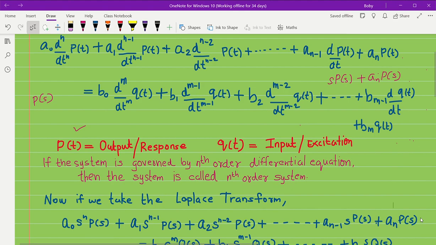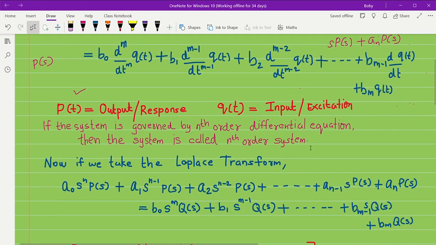So when we go to the right hand side, we can see the first term is b0 s power m q of s. Okay, so b0 d raised to m divided by dt raised to m of q of t, the Laplace transform of q of t is q of s. So d raised to m is s power m. Okay, so it's b0 s power m q of s, b1 s power m minus 1 q of s plus etc., up to b m minus 1 s q of s plus bm q of s.